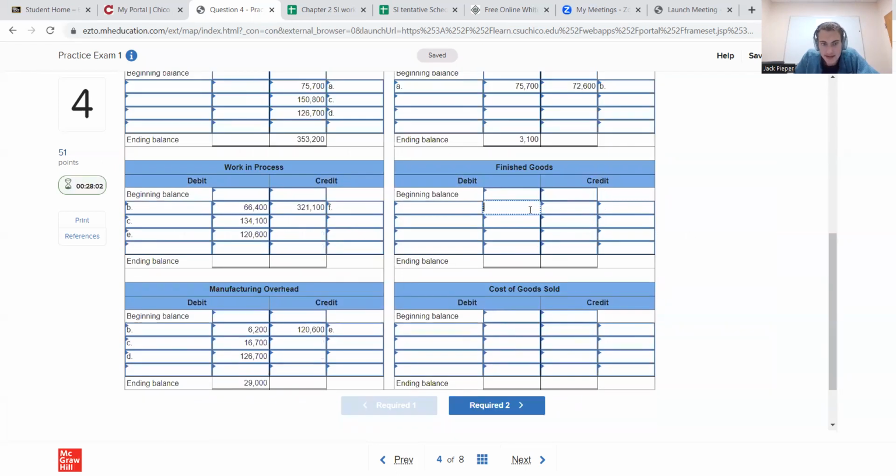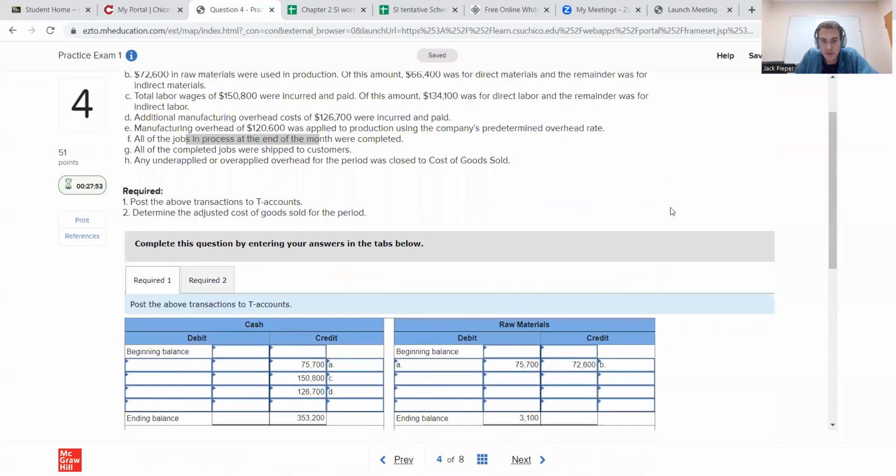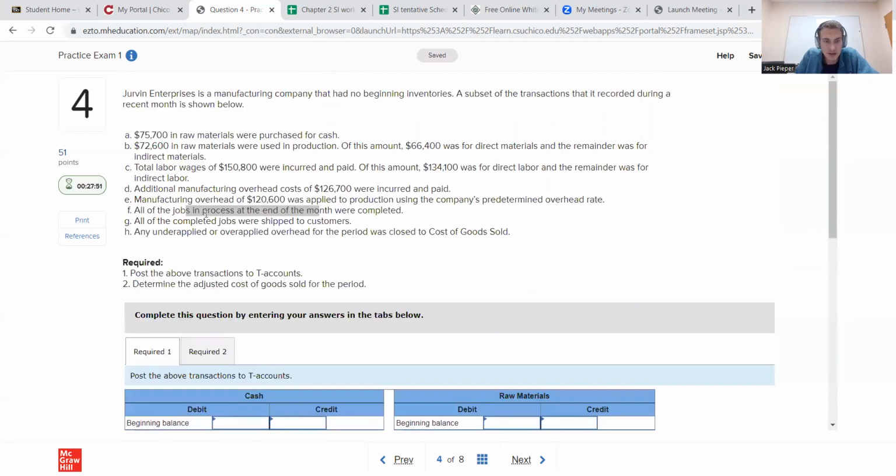All right, and since they left the work in process, they've got to go somewhere. So 321,100, and that'll be F. Cool. So they moved from the work in process to the finished goods, and they were completed.